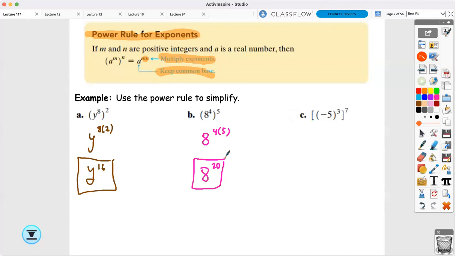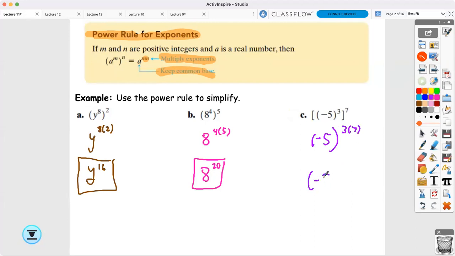Now C is negative 5 to the 3rd power, to the 7th power. So it'll be negative 5 to the 3rd power times 7, since it's a power to a power. Thus, our result will be 3 times 7, which is 21. And we are done. We have officially learned and applied the power rule.